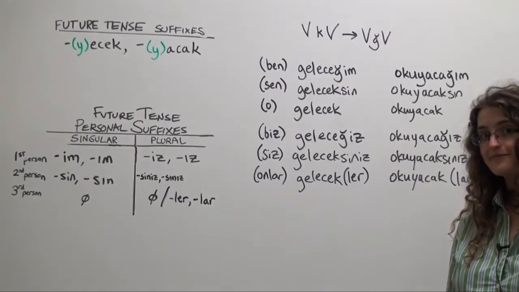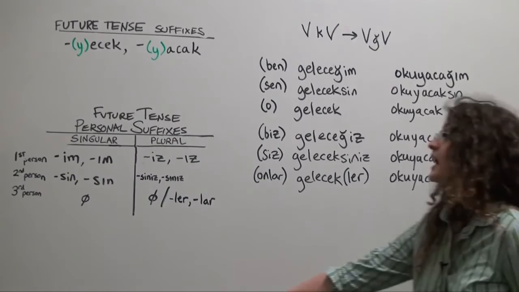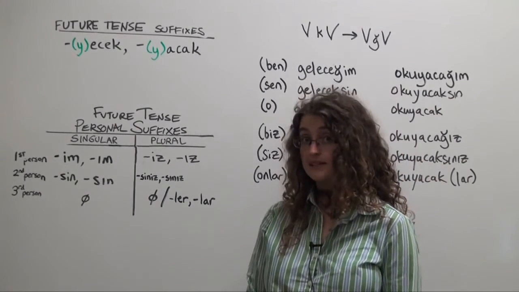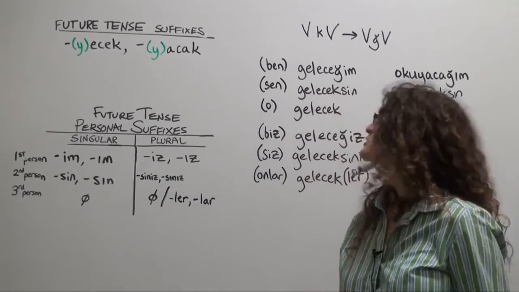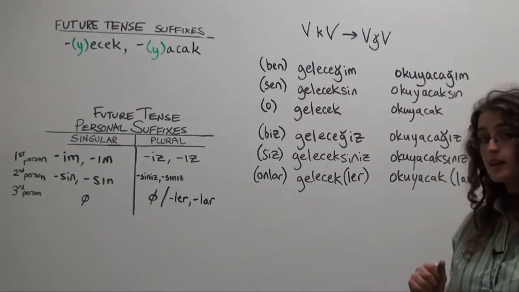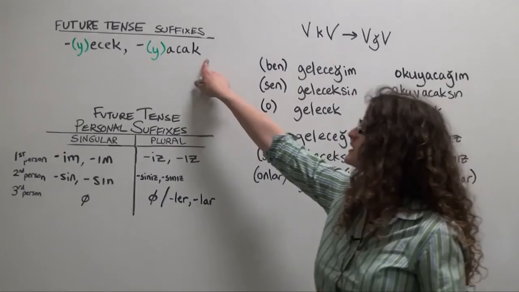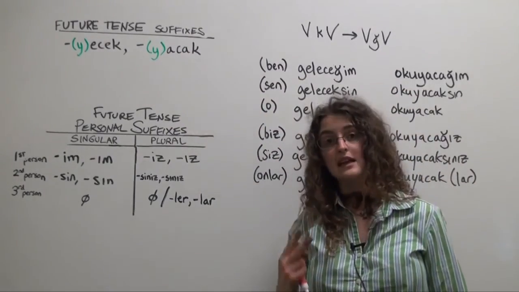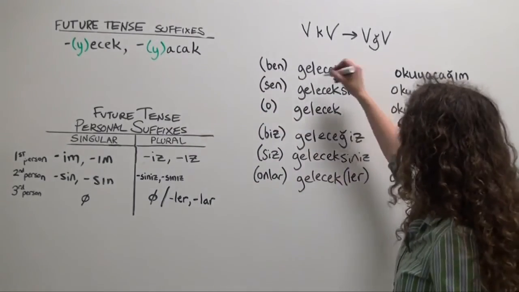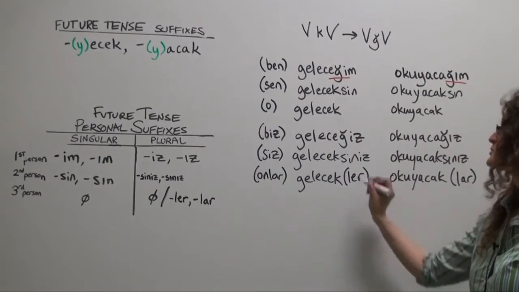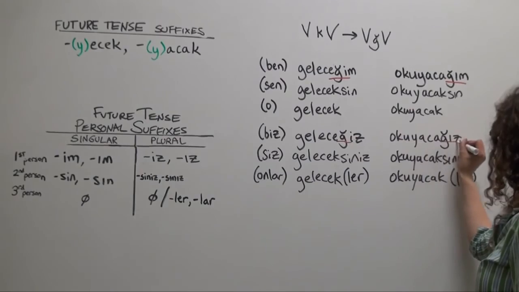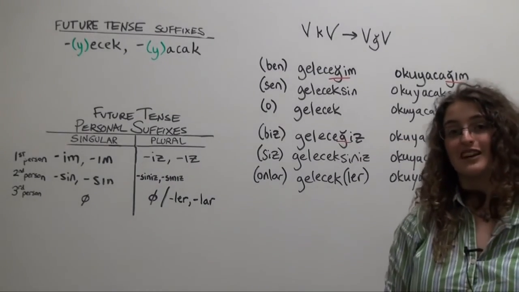Let me just highlight where you're going to see consonant alternation occurring in the future tense. All right, it's anywhere where that final K in the future tense suffix is sandwiched between two vowels. So in the first person singular and in the first person plural. And that's how you form the future tense in Turkish.